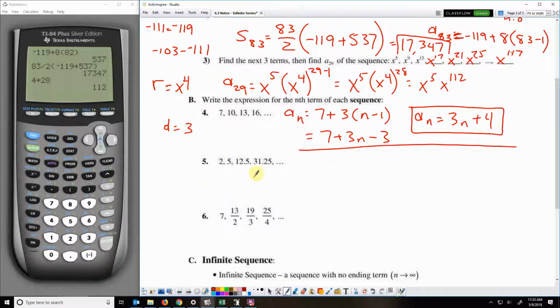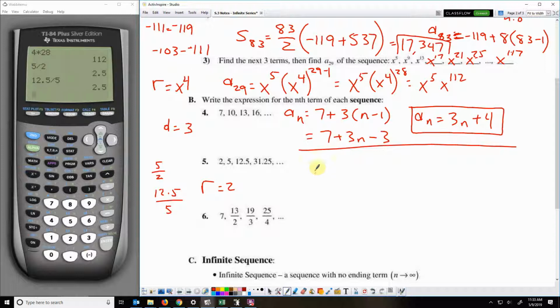Okay, this one to me looks more like it's going to be geometric, so 5 divided by 2, 12.5 divided by 5. If those are the same, then I'm right, it is geometric, so 5 divided by 2 is 2.5, 12.5 divided by 5 is also 2.5. So since those are the same, I know it's geometric, and I have a common ratio of 2.5.